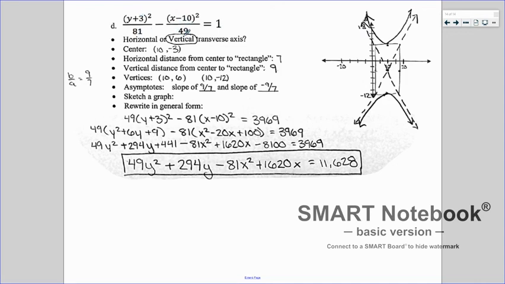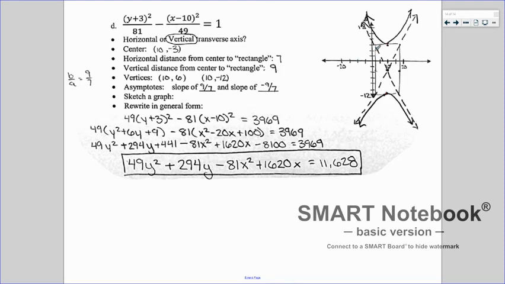Horizontal distance, so I go over to the x part, and it doesn't matter where that's located. So the horizontal distance from center to the edge of the rectangle is 7, and the vertical part is 9. Since this is opening up and down, from the center I'm going to go up 9, and go down 9. So I get those two vertices. The slope is change in y over change in x, so I'm going to go up 9 over 7 and down 9 over 7. So those are my two slopes.